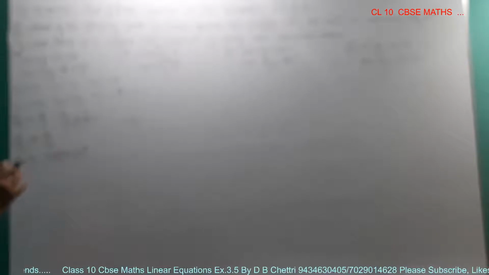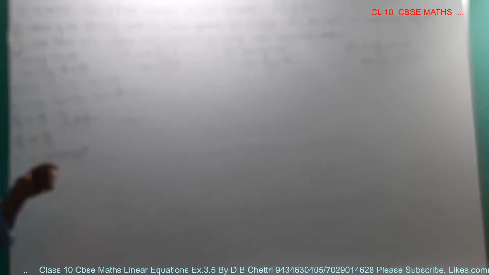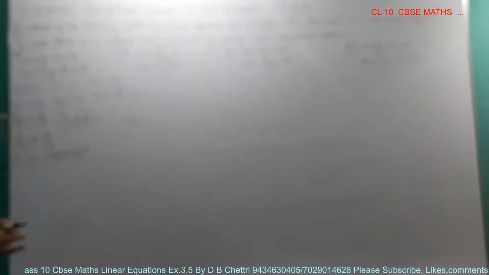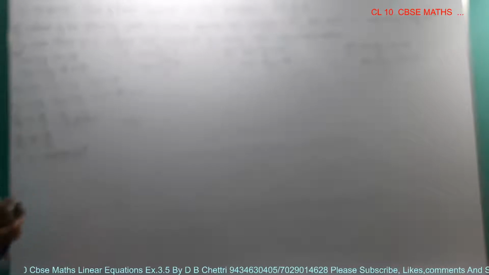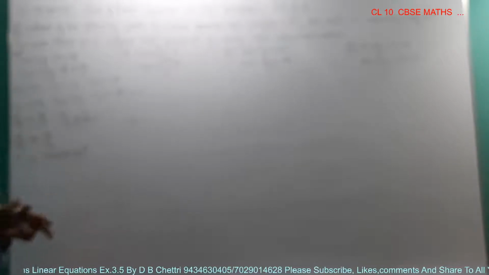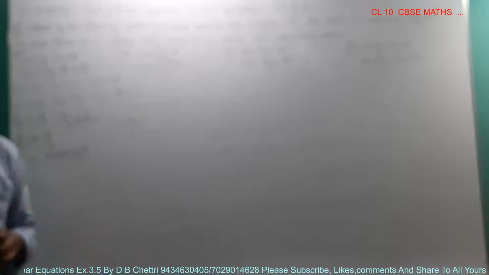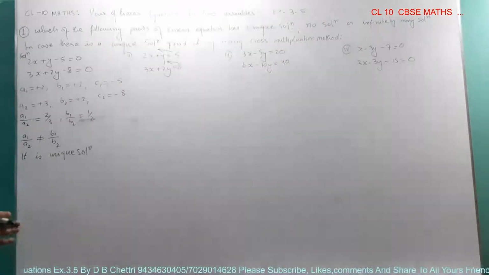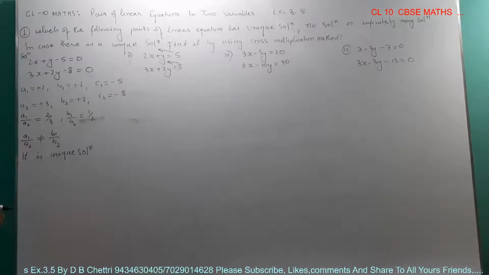Okay, first I will do it by the step by step method. After doing the step by step method, in the next question I'll do it by the shortcut method, how to solve the pair of linear equations by cross multiplication. Okay, now let me do the step by step method first.